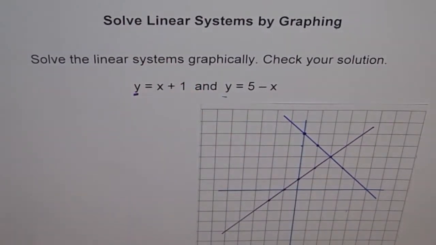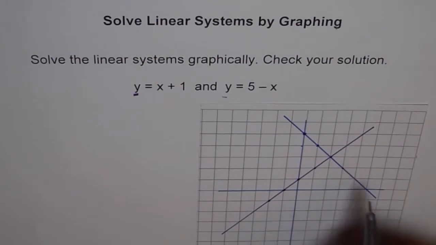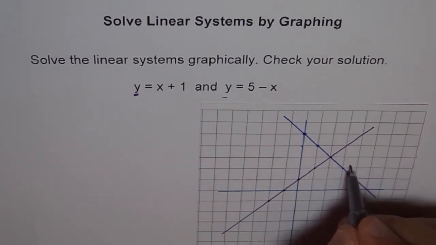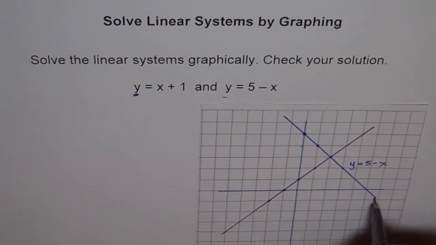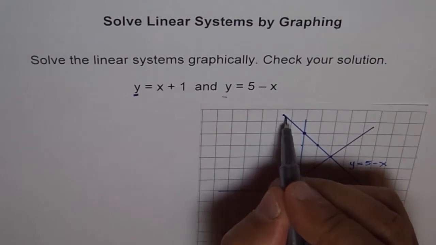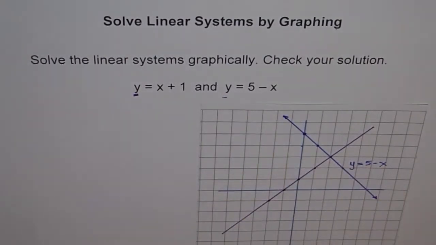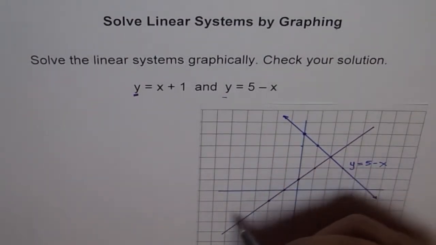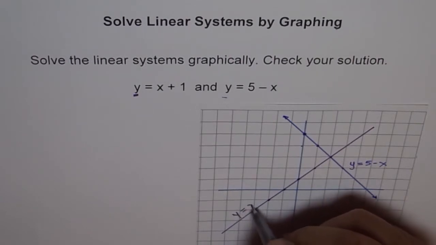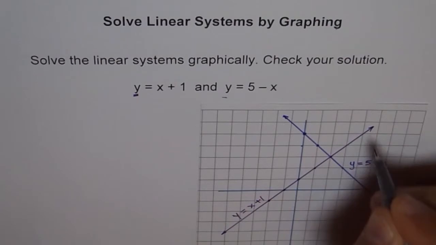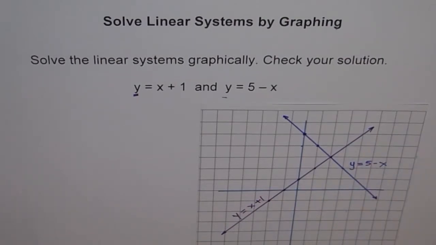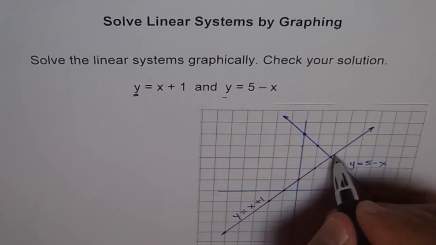We can write down the equation. It's better to write the equation of the line here itself so that you know which line represents which equation. So y equals 5 minus x is this blue line. And the other line is y equals x plus 1, correct? And the point where they intersect is our solution.